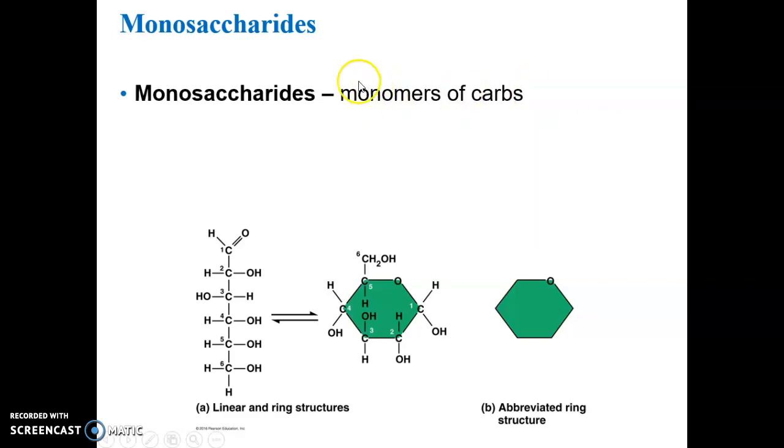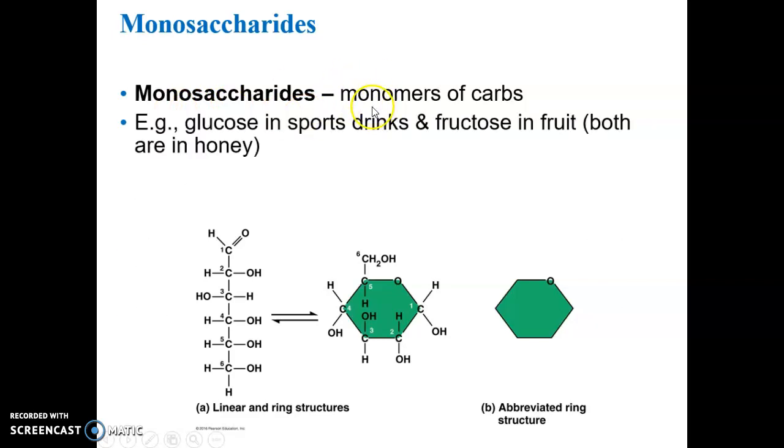Okay? But since we're talking about carbohydrates, the monomers of carbohydrates are monosaccharides, also called simple sugars. And they get chemically linked together through those dehydration reactions to form larger and larger molecules. So, for example, glucose in our sports drink, like Gatorade, and fructose, naturally occurring fruit sugar, also found in honey. These are examples of monomers of carbohydrates. These are monosaccharides or simple sugars.